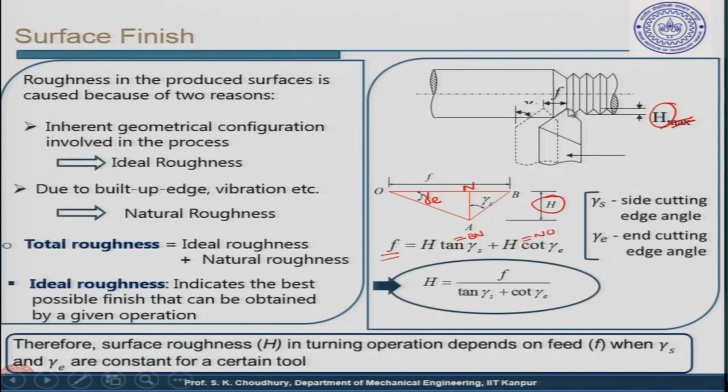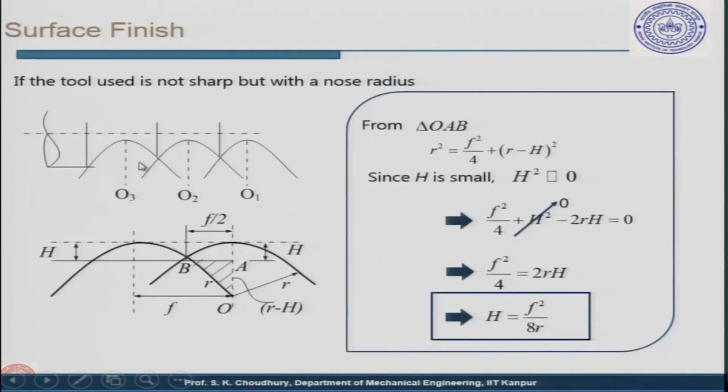Now, if we round off this tool, instead of having this sharp edge, you can see the picture in this way. It is not sharp, but has a nose radius. Say this is the center and the nose radius is r. So, these are the two profiles. For each revolution of the workpiece, the tool moves from this point to this point, and by the next revolution it moves from this point to this point. The distance between these two points will be equal to f, the feed.